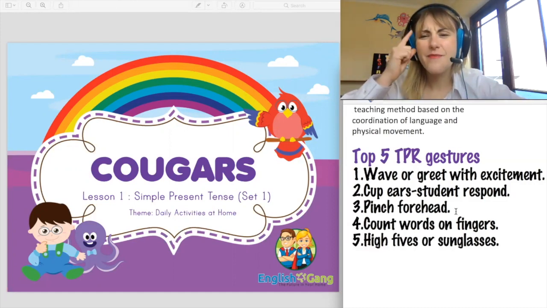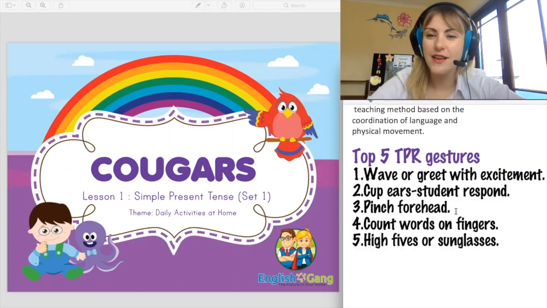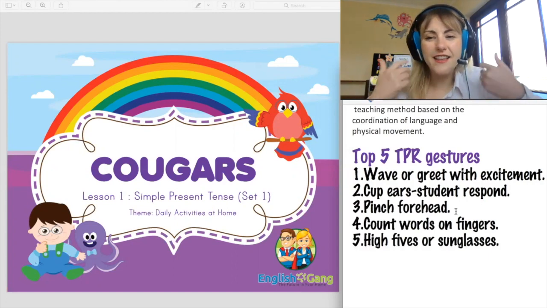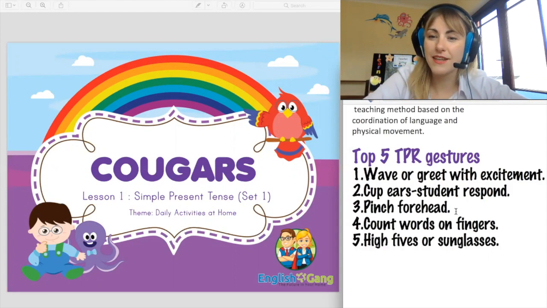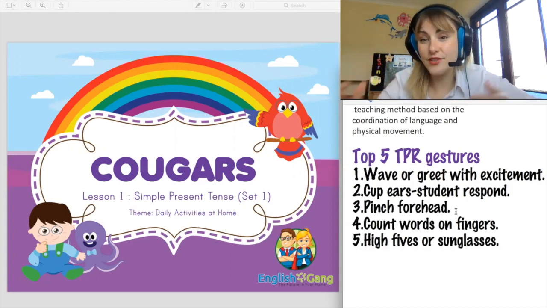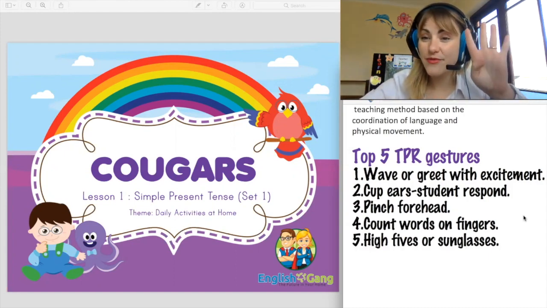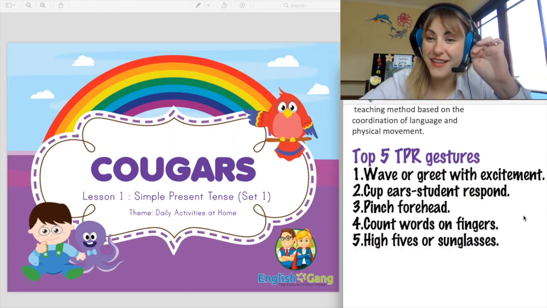Number 3, pinch your forehead. This might seem like a strange gesture to use, but this is a good way to encourage student involvement and to draw as much information from them as you can. So I like to use this especially after introduction, and then ask the student what a certain word means. This allows them to use the vocabulary that they've learned so far and for you to see if they are on the right track.